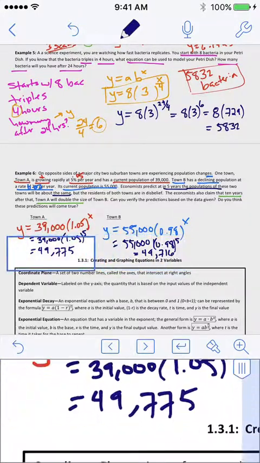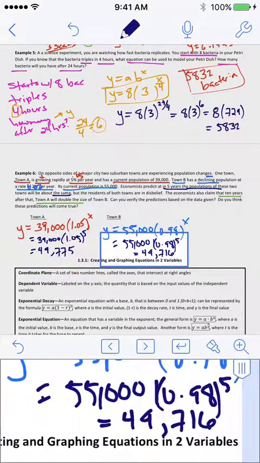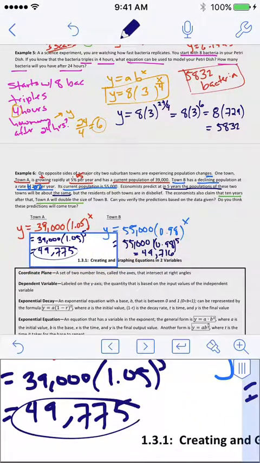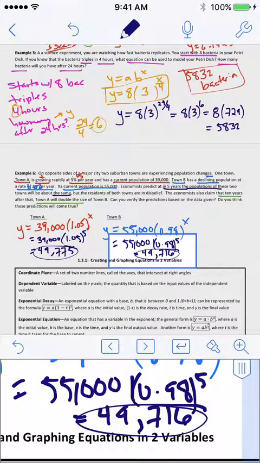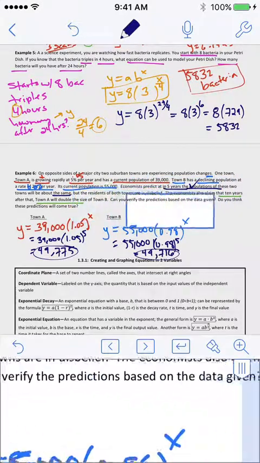For a town population, I would say, yeah, that's pretty close. That's only like 50 people off. So I would say this economist is pretty right. In about 5 years, both of these equations spit out about the same number, or in about 5 years, they've got the same population. So check, we can verify that one.